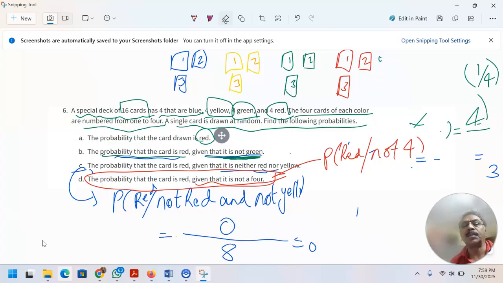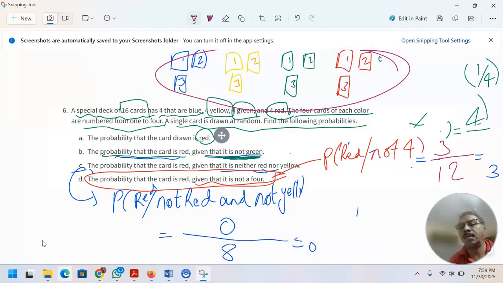How many are red? And we can clearly see that there are 12 cards remaining. So 12 out of 12, how many are red? You can see there are only 3 out of 12, which is 1/4. And you can get the answer, and we are done. And I hope that makes sense.